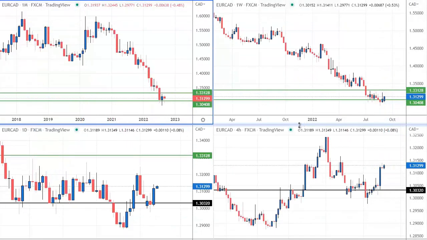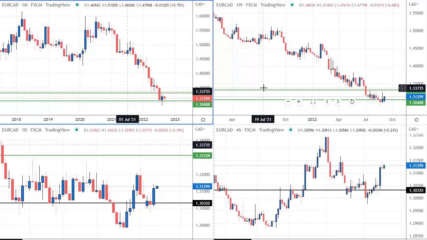Okay, so once again, this is the EuroCAD right here. Let's see how we could set this up with alerts so that we don't have to bother at all with this trade, sitting around looking at it and staring at it and whatever.